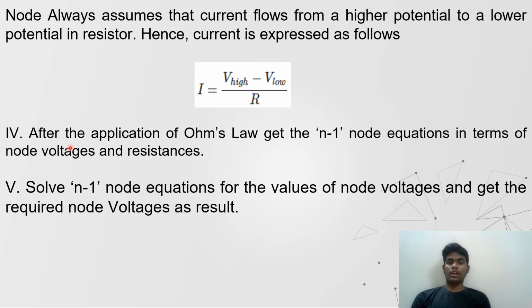Next, after the application of Ohm's law, we get the n minus 1 node equations in terms of node voltages and resistances. Fifth, solve the n minus 1 node equations for the values of node voltages and get the required node voltages as the result.